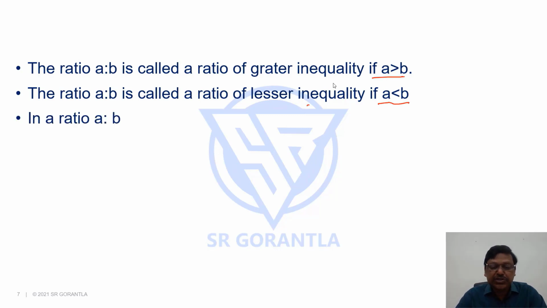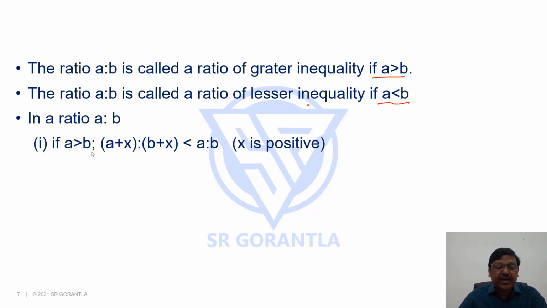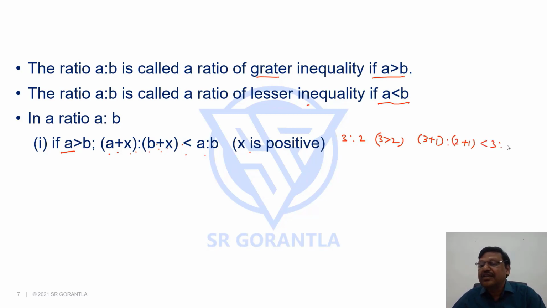First one is, in a ratio A is to B, if A is greater than B, that is, if it is a ratio of greater inequality, A plus X is to B plus X is less than A is to B when x is positive. Let me give an example. In a ratio 3:2, where 3 is greater than 2, 3 plus x is to 2 plus x. You can take any number. Let's say we take 1. 3 plus 1 is to 2 plus 1. This value is going to be less than 3:2.